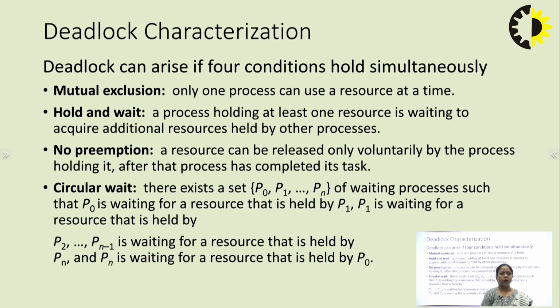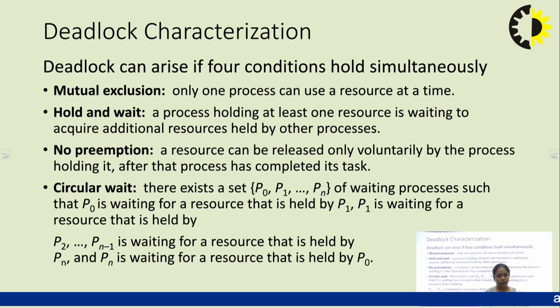Now, deadlock characterization. Deadlock characterization means these are the necessary conditions for the deadlock. If these conditions hold, then there is a surety of deadlock. First one is mutual exclusion. Only one process can use a resource at a time. It means we don't have shareable resources here. So one process can use a resource at a time.